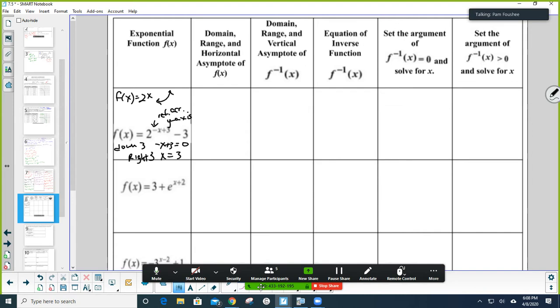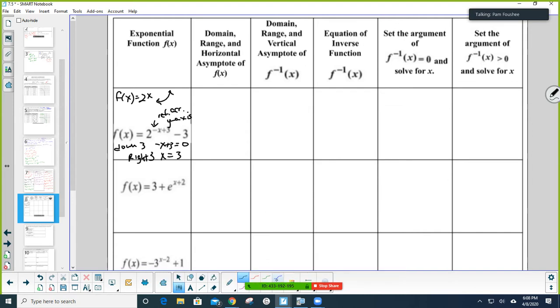Okay, if not, I'm going to go on to the new stuff. The new stuff is this kind of stuff. Our domain, the nice thing for this one, if you look at this, it goes forever that way. It goes forever up and kind of to the right. So our domain for this is negative infinity to infinity.